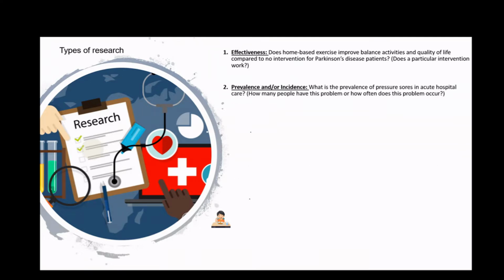Okay, the next one is prevalence. So prevalence is an epidemiology type study. You're typically asking the question is, how common is a specific issue within a population, or how often does a particular incidence or event occur within a population?